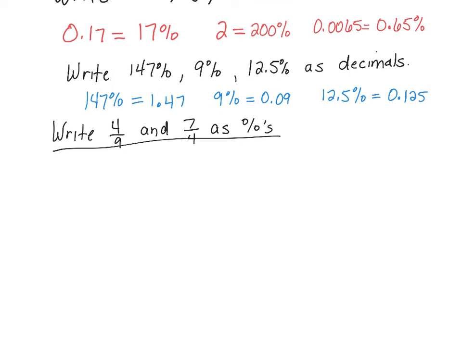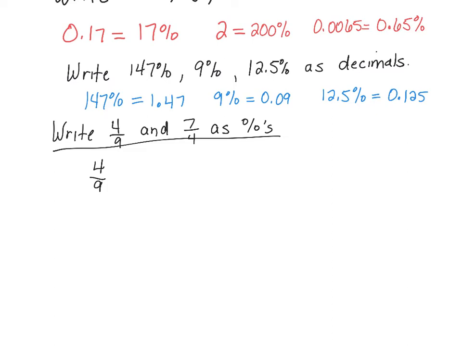We're going to write 4/9 and 7/4 as percents. Well, what can we do to 4/9? You could first change it to a decimal, couldn't you? And then move the decimal points. But you get grades back on your papers, right? Let's say you got a 4 out of 9 on your paper. Is that good? But we want to know what percent it is.